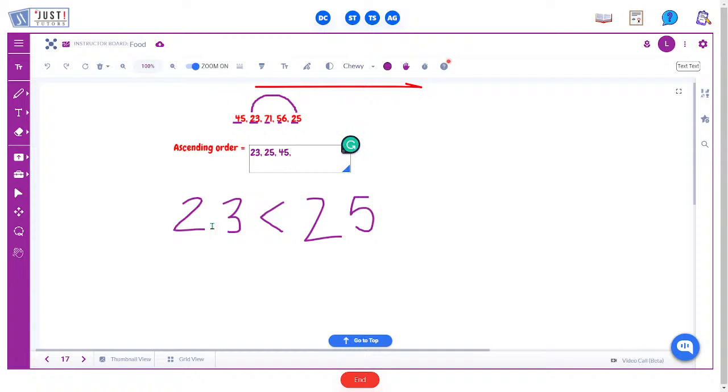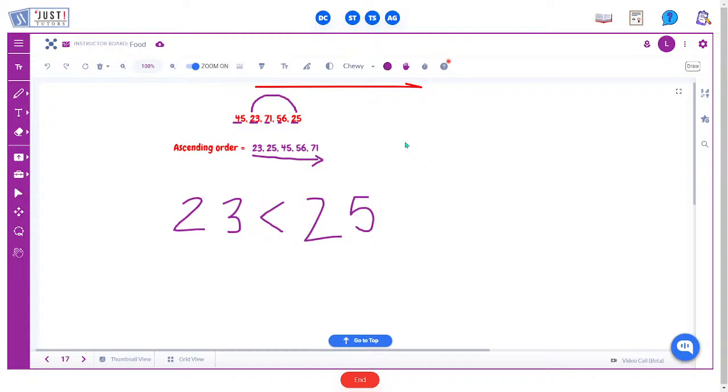Sorry, that is 45. Now after 45 we know that 5, that is 56, is the smallest. So the next would be 56 and at last we would have 71. So this is the ascending order of these numbers. Ascending order means from smallest to biggest. We have them in ascending order.